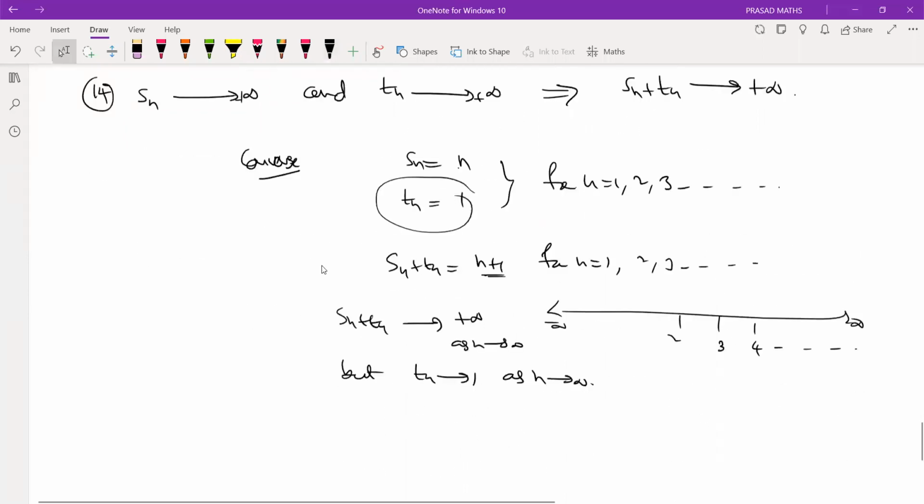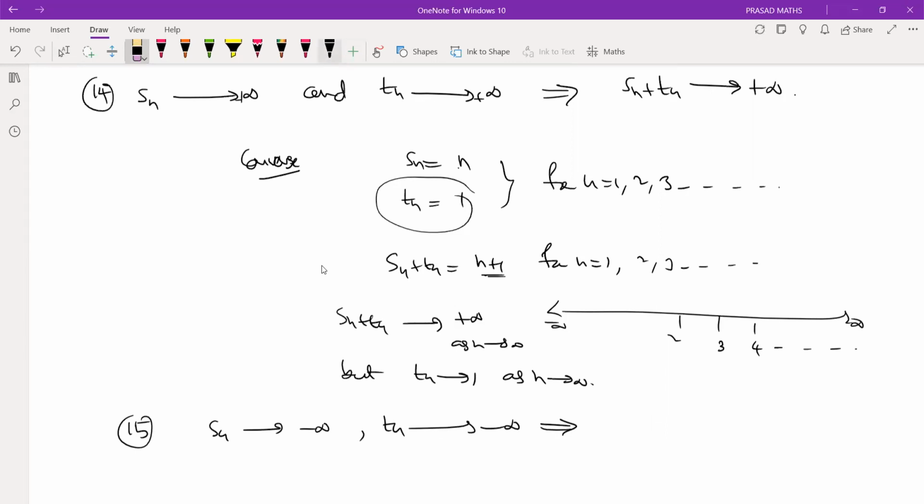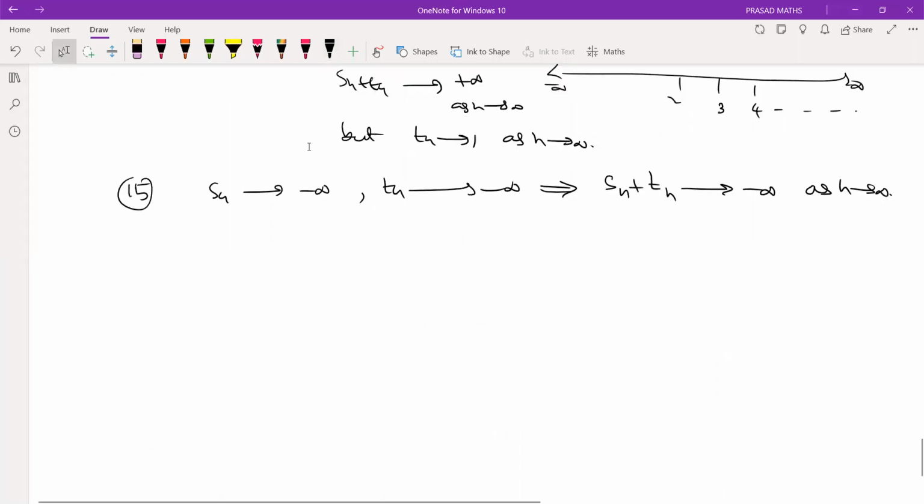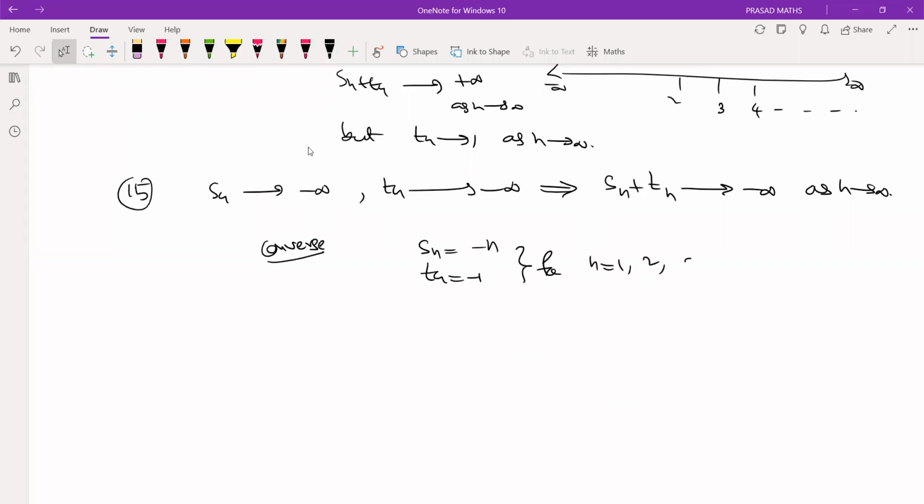Similarly, the 15th: whenever Sn diverges to minus infinity and Tn diverges to minus infinity, obviously Sn plus Tn also diverges to minus infinity as n tends to infinity. This is the same idea. But the converse may not be true. For instance, you can take Sn equals minus n and Tn equals minus 1 for n equals 1, 2, 3, 4 and so on.